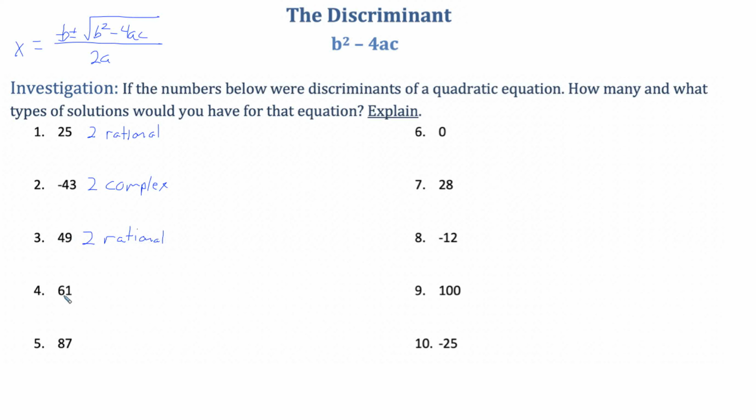Well, this one's a little different. This is a positive 61. 61 is not a perfect square, so we wouldn't get, like here, where we would take the square root of 25 and get 5, or the square root of 49 and get 7. Well, the square root of 61 is an irrational number, so we would have negative b plus the irrational number over the denominator and negative b minus. So we still have two solutions, and they would both be irrational because 61 is not a perfect square. And we could actually think similarly with 87. 87's not a perfect square, so for the same reasons, you would have two solutions, and they would be irrational.